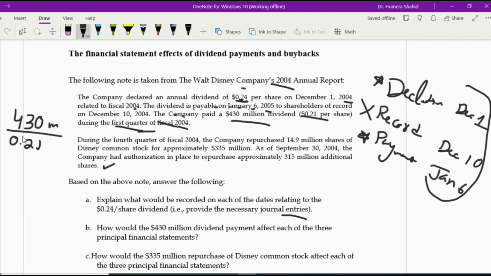So 430 divided by 0.21, you will get an answer of around 2040. Let's take a rounded figure, 2048 shares, of course in million. So these are the number of shares. On these shares, the company has given 0.21 dividend already, so that was 430 million, right? Now we can use this number to record the journal entries for this 0.24 dividend.